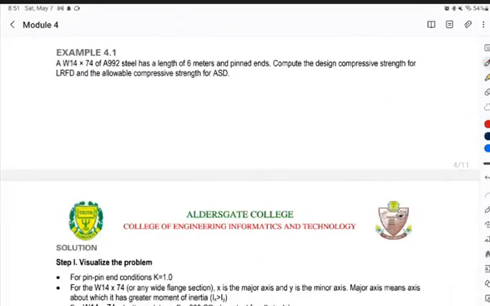Okay, so we have your example one. We have a W14 by 74 of A992 steel. Yun nga, di ba, class? If it is wide flange, it is always A992. And it has a length of 6 meters and pinned ends. So, pinned ends daw, class.